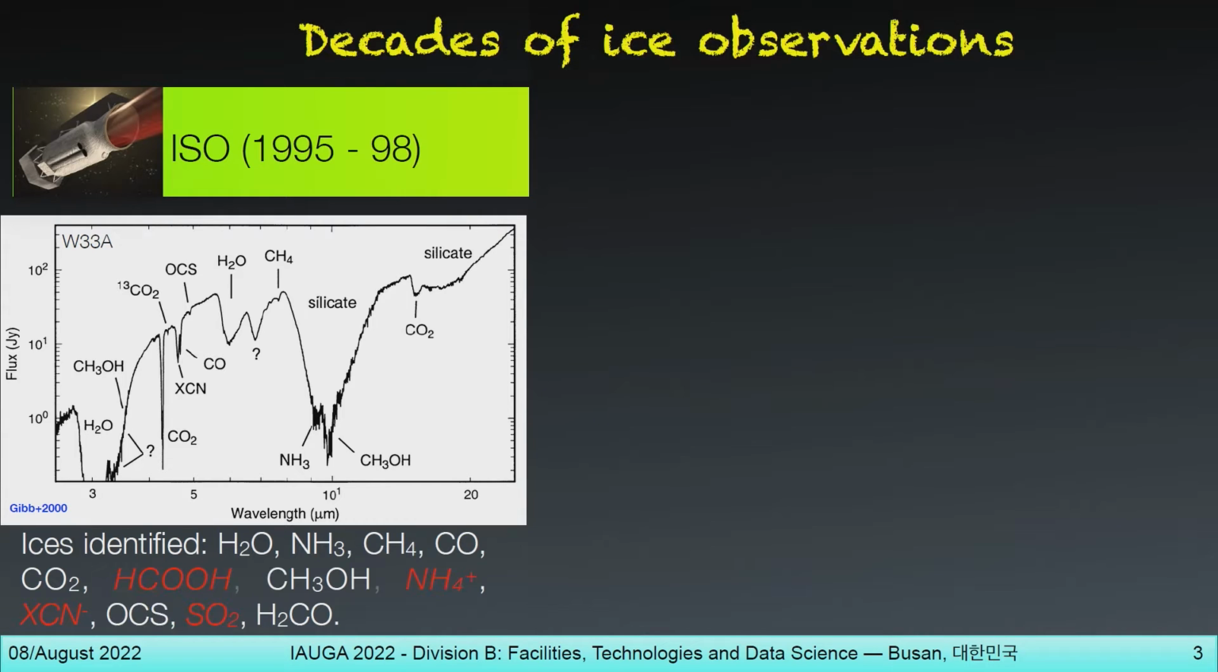Well, to answer these questions, decades of ISO observations have been performed, and I want to start with this ISO observation of a high-mass protostar, W33A, and we see different absorption bands in this spectrum, which are associated with ices, except for the two silicate bands. And we have identified several molecules in these ices that are represented by the white colors, and the red ones are the molecules or ions that have not been securely identified yet.